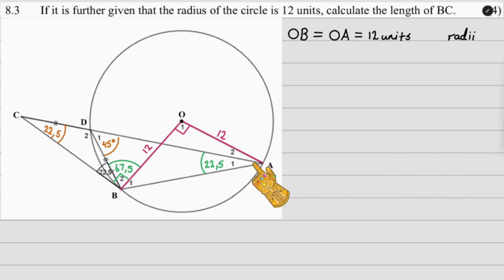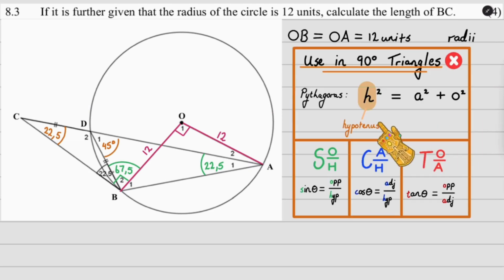And I'm also noticing both of those are in a 90-degree triangle. And a 90-degree triangle is the nice side of town. I've got 2 tools at my disposal. I can either use Pythagoras or I can use SOHCAHTOA. Since I don't have any angles inside of this triangle, OBA, I'm not going to use SOHCAHTOA. I'd rather use Pythagoras because I've got 2 sides and I'm missing the third. So I'm going to calculate BA with the use of Pythagoras.